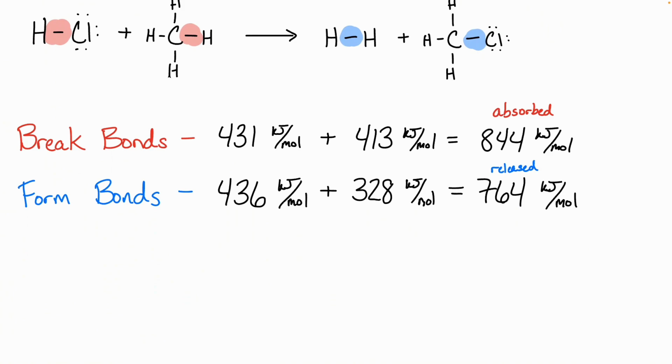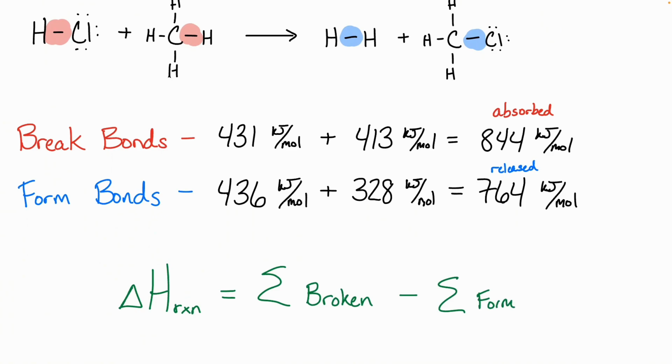So how do we calculate our delta H based on these values? Our delta H of our reaction is going to equal the sum of the bond dissociation energy of the bonds broken minus the sum of the bond dissociation energy of those new bonds that are formed, right? Absorbed means that we have a positive amount of delta H, a positive enthalpy, whereas released means a negative enthalpy. So it's going to be bonds broken minus bonds formed here.